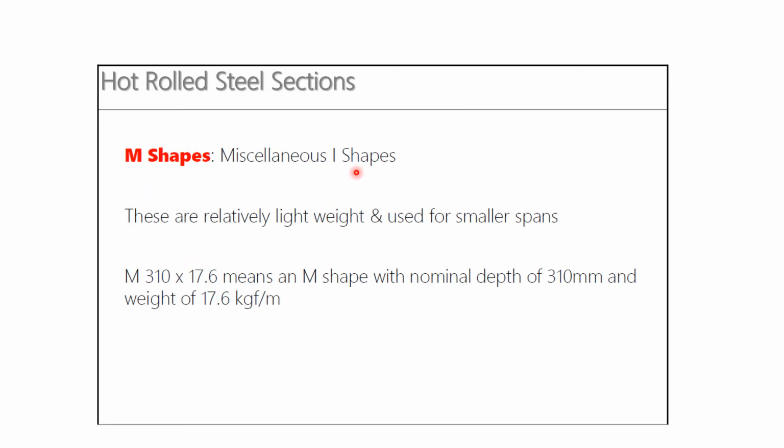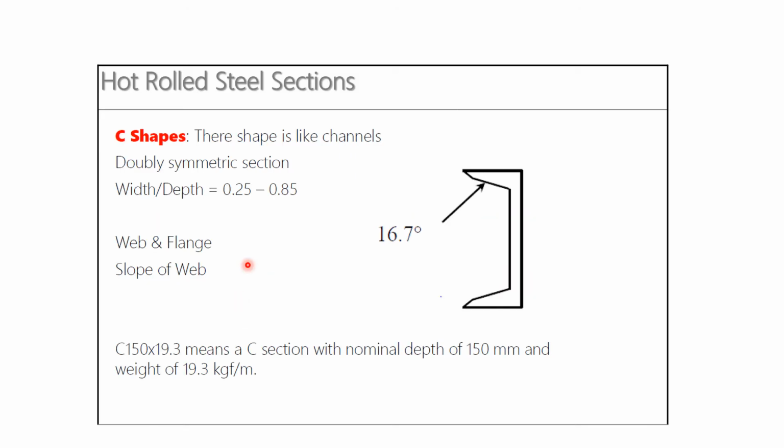M shape, miscellaneous I shapes. These are relatively lightweight and used for smaller spans. M310 multiply 17.6 means M shape with nominal depth 310 millimeter with the weight per meter weight of that section, that is 17.6 kg per meter.